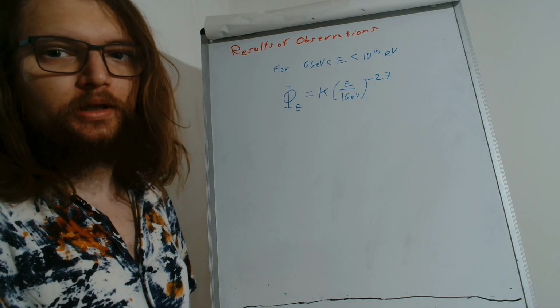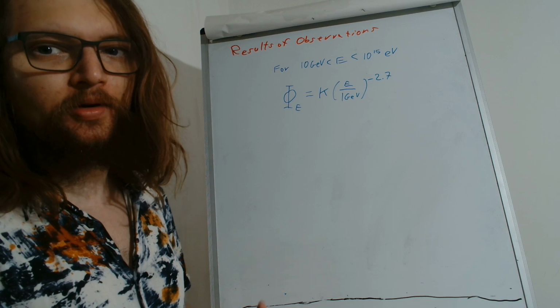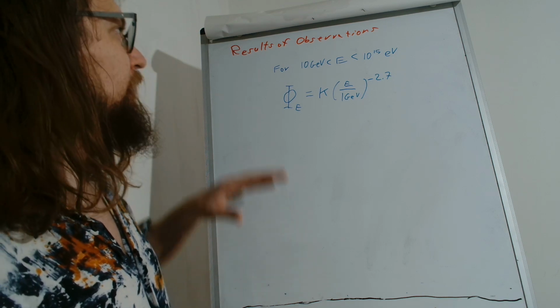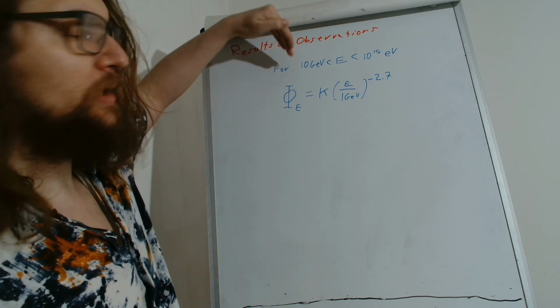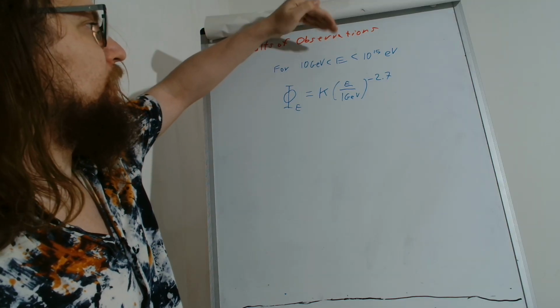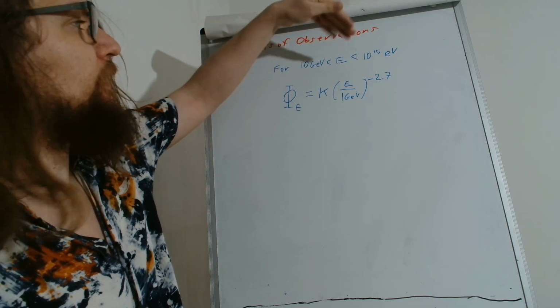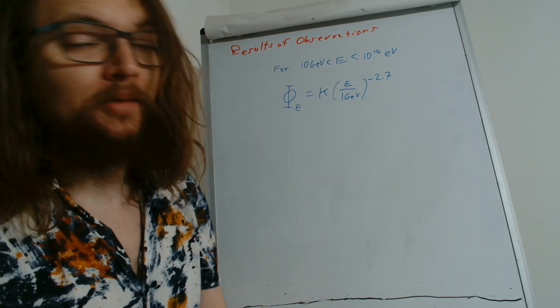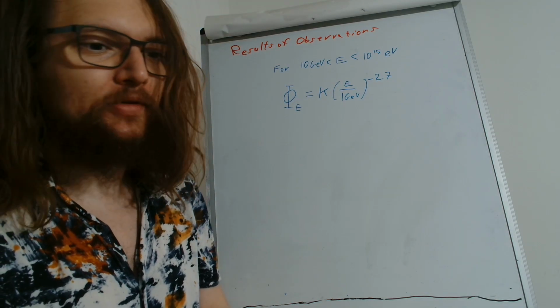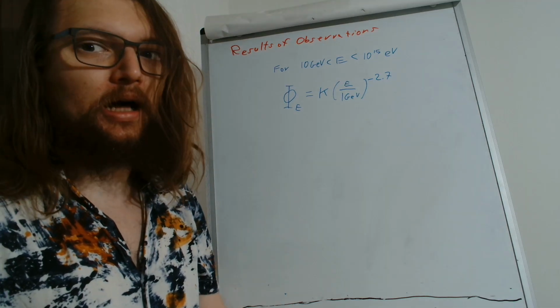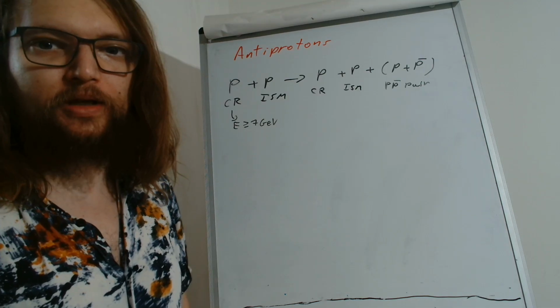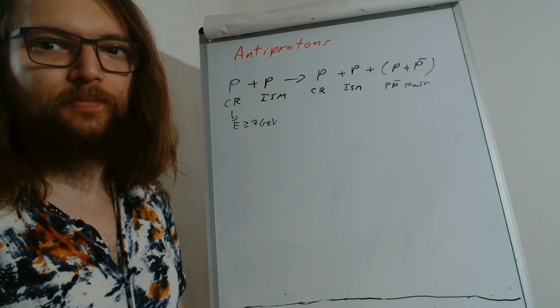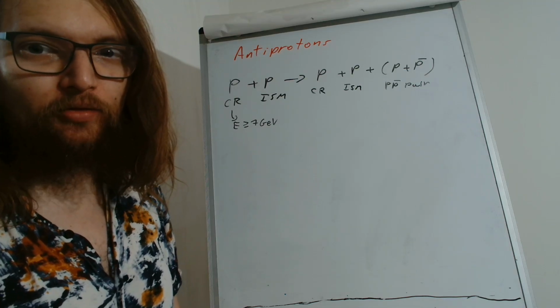And as a result, the energy distribution for protons in cosmic rays, from energies of 10 gigaelectron volt to the knee, which is 10 to the 15 electron volts, is a power law with the exponent of minus 2.7, and we have talked about this in detail in the last video.